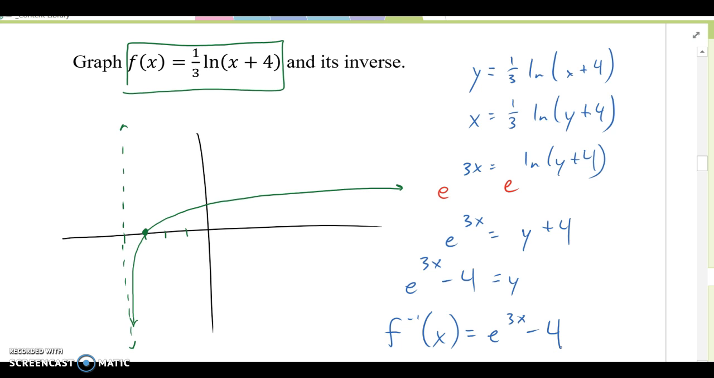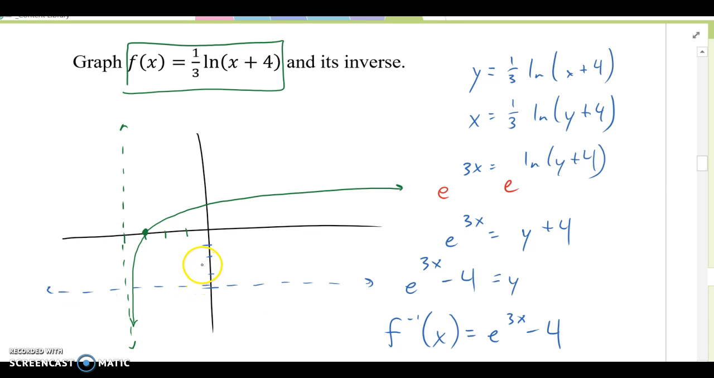Once again, our transformations correspond. A shift of 4 to the left turns into a shift of 4 down, because horizontal becomes vertical. A vertical compression by a factor of 3 turns into a horizontal compression by a factor of 3. Everything has a corresponding part. So we go down to 1, 2, 3, 4. That is our new horizontal asymptote at y equals -4.